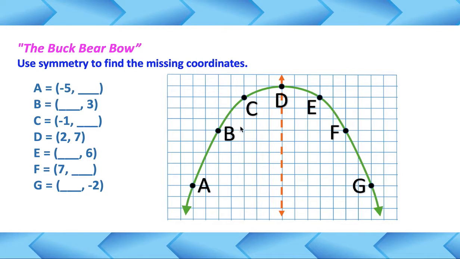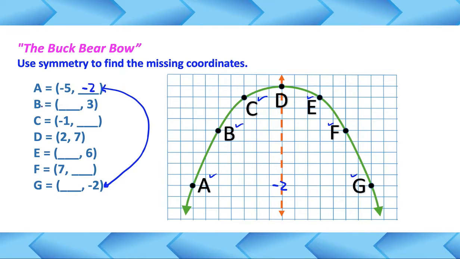So that means that C and E are going to have the same height. B and F are going to have the same height. A and G are going to have the same height. So they're going to have the same y values. So we can match up the y values like so. A and G are going to have the same y values. So if G has a -2, so does A. So basically we have a height right here of -2.